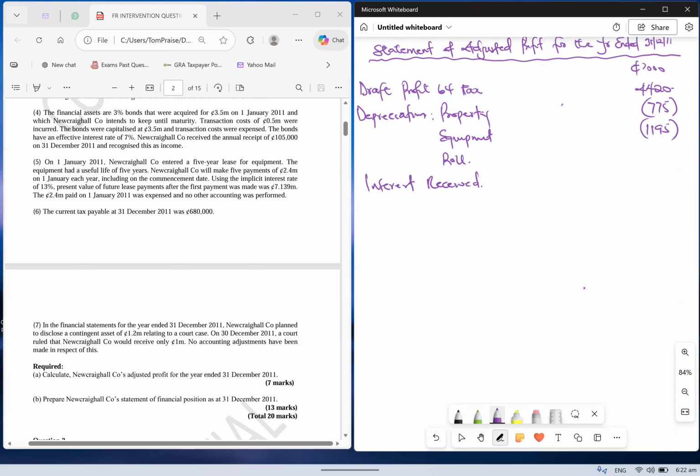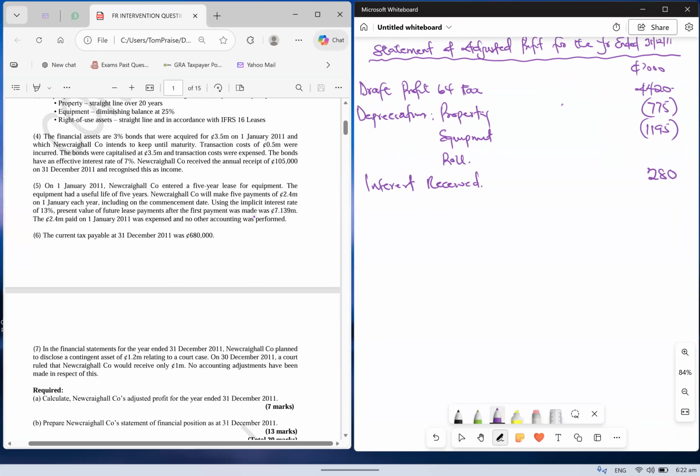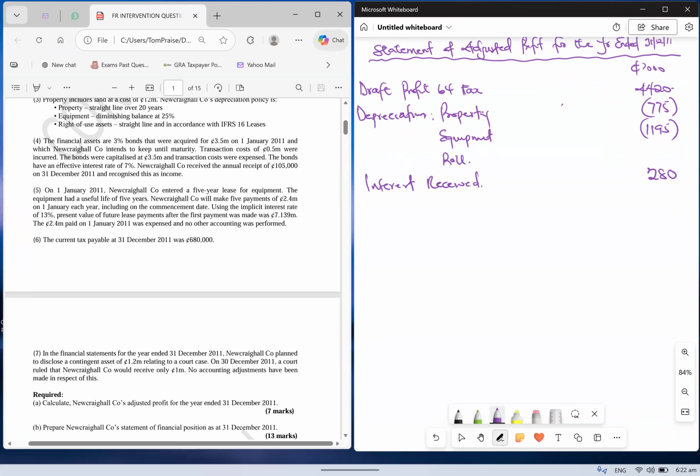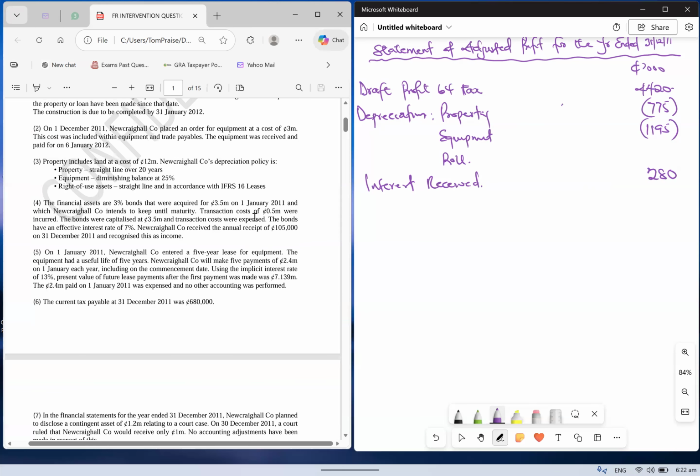Which is 280. The effective interest is 280. And the nominal interest is the cash that you receive. So this is it. Where is it? Yeah. New Craig Hall recognize this as income. This is what they did.